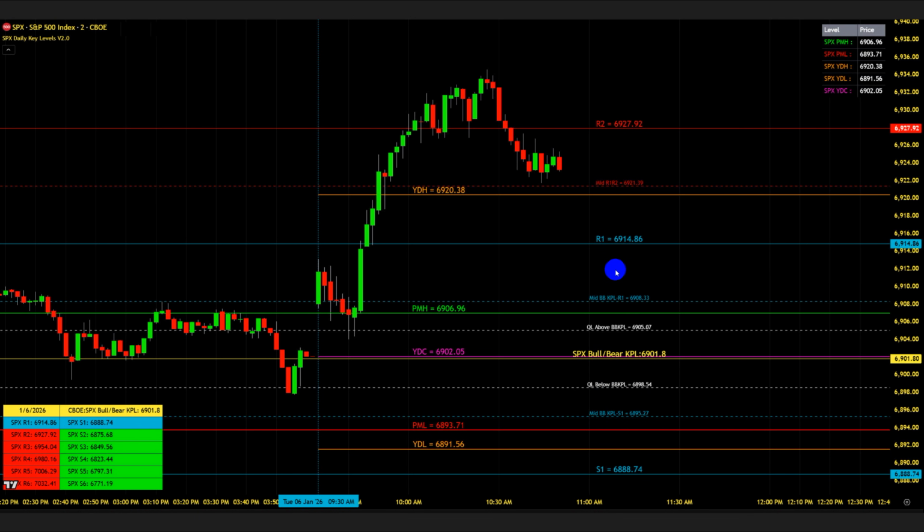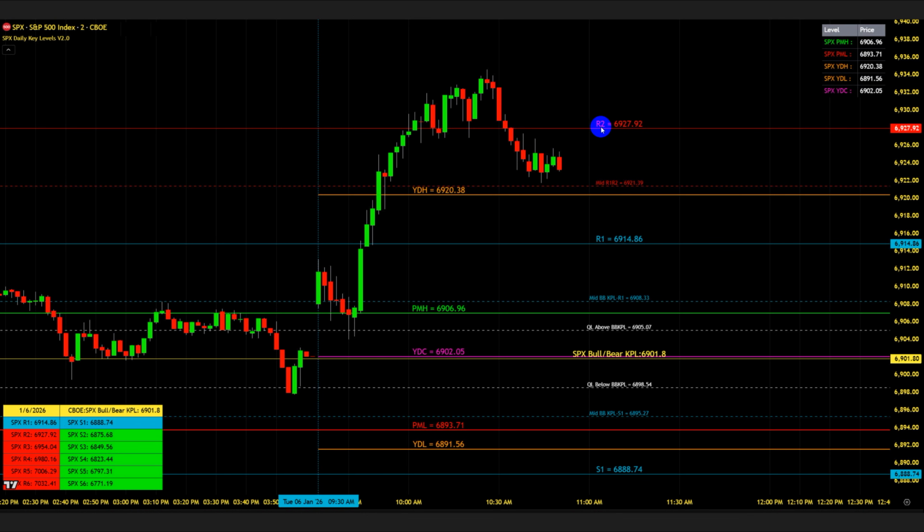You can also turn on the midpoint levels in the user control panel for any of the other main key levels, the R1 through R6 or S1 through S6. If you're taking, for example, a bullish trade off of R1, then your standard stop loss for that bullish trade would be the mid BBKPL R1, whereas your tight stop loss for the bullish trade off of R1 would be your QL below R1.